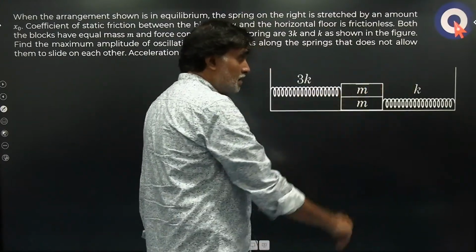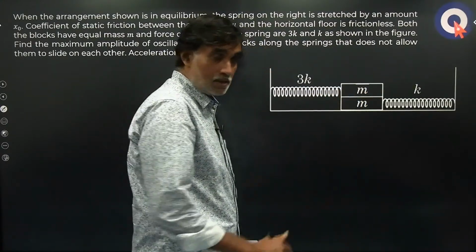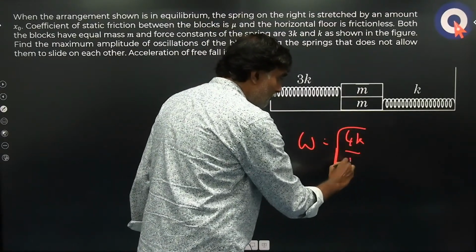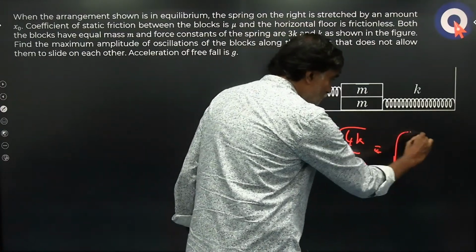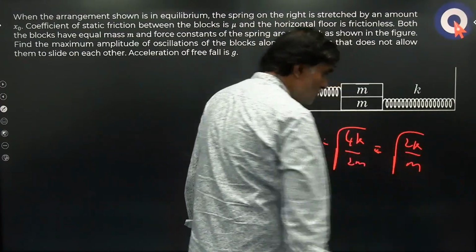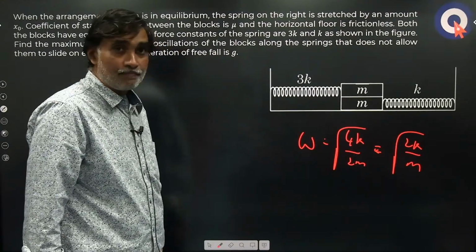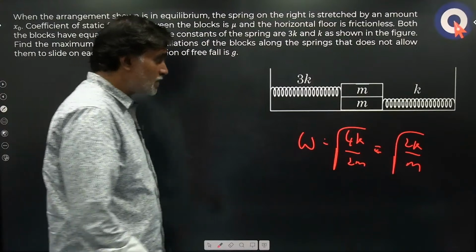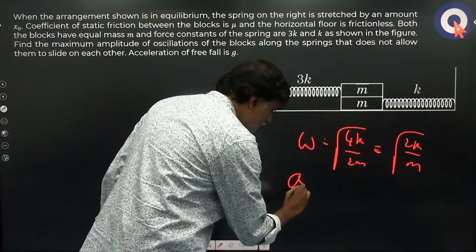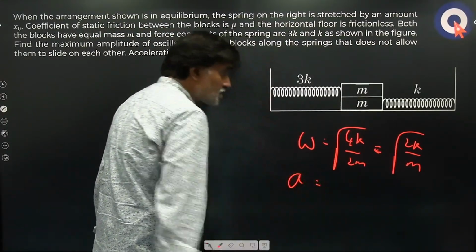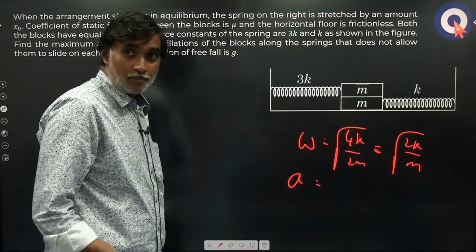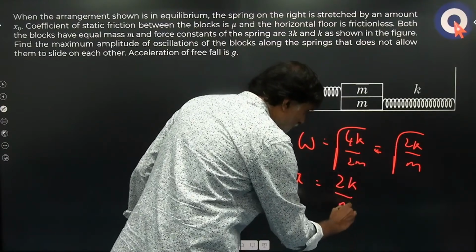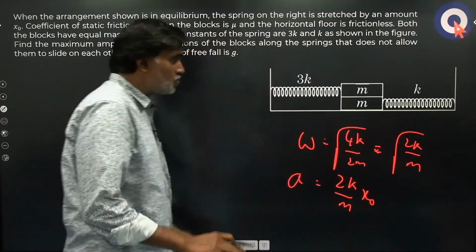What is the maximum acceleration possible if they are oscillating together? These two springs, effective spring constant is 4k I'll get. Then what is the angular frequency of oscillation? It is root of 4k by 2m. So root of 2k by m I'll get. Okay. And coefficient of friction between the two blocks is mu. So what is the maximum acceleration, A let us say? That is omega square into amplitude of oscillation. That is 2k by m into x naught. So this is the maximum acceleration for both the blocks.